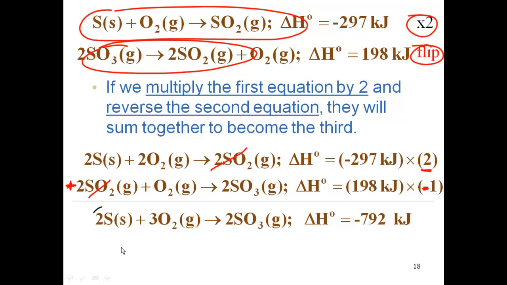Is this the equation that I was looking for? And the answer is yes. Okay, I was looking for 2 sulfur solids plus 3 oxygen gases gives me 2 sulfur trioxides. So then I did everything correctly. So all I got to do now is add up my delta H's, which gets me a delta H of a negative 792 kilojoules. It's got a negative sign, so this is an exothermic reaction.